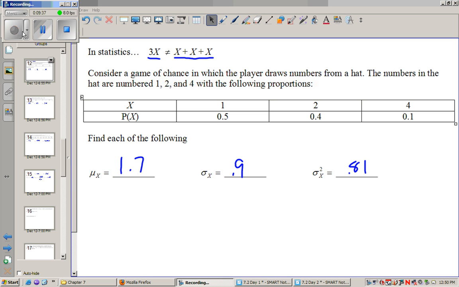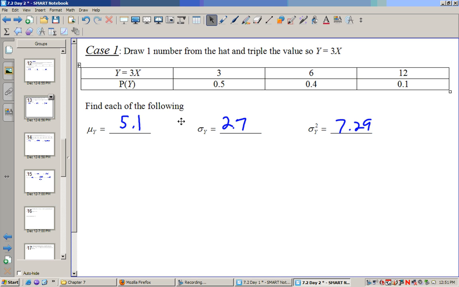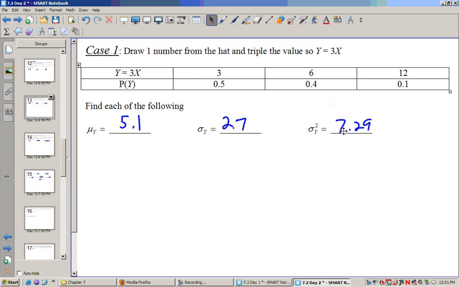All right, I filled in some of the numbers, and you can get this again by doing L1 probabilities, one variable stats, L1 comma L2. Here's the mean, standard deviation, and variance. If I compare that with 3x, I get my mean, standard deviation, and variance here, which is 3 times previous variance. 2.7 is 3 times 0.9, and to go from 0.81 to 7.29, I need to multiply by 9. Now that's the mean, standard deviation, and variance for 3x.